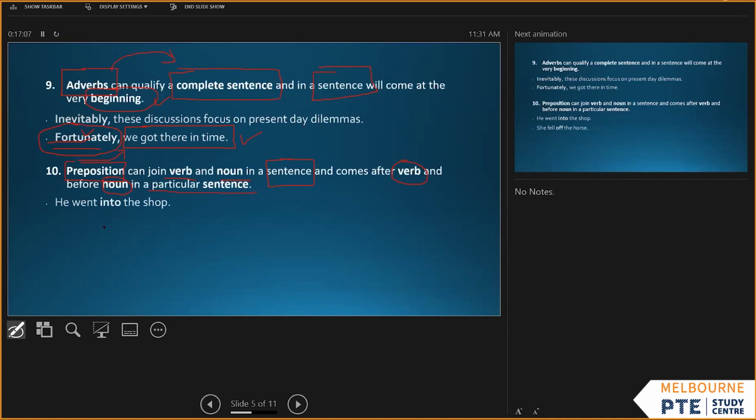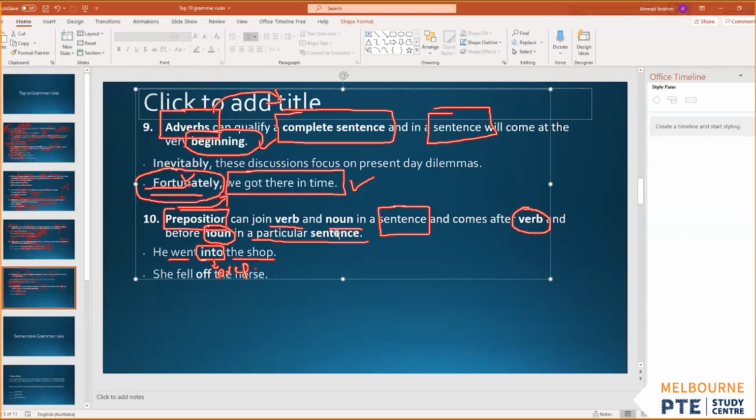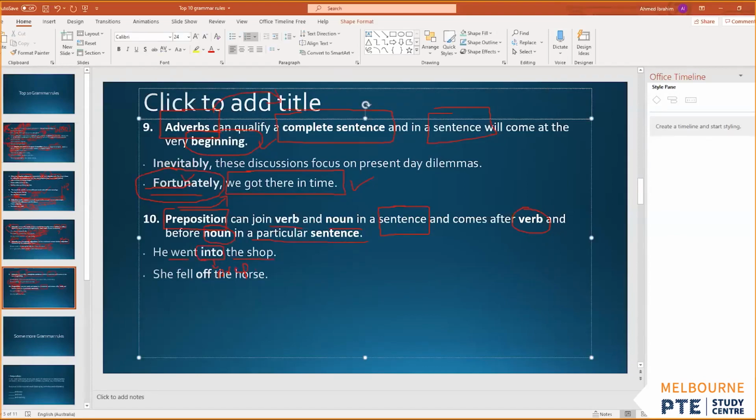Consider this example. What does it say? He went into the shop. Now in this case, into is, of course, the preposition. By the way, let me actually write some prepositions in here for you guys, so you have some examples in your mind as well.